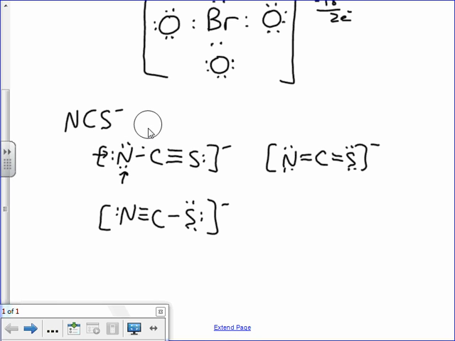I'm going to have trouble erasing this without erasing other stuff. Let me see if I can. I'm just not going to erase this arrow over here.